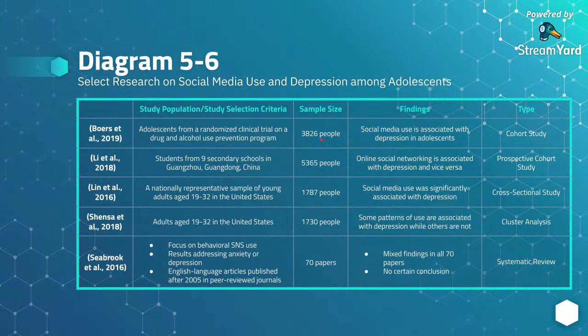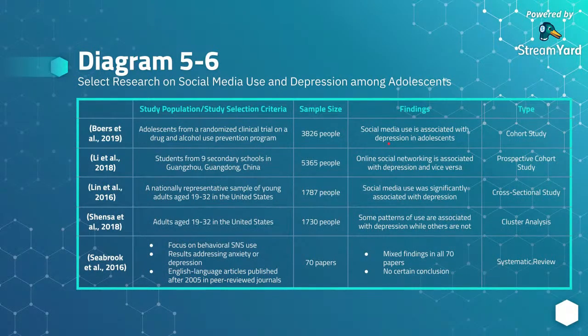3,826 adolescents were analyzed in this study. They were all from a randomized clinical trial on a drug and alcohol use prevention program. So while the study analyzed electronics, it did explain that adolescent use of social media was associated with depression. And this cohort study explained that, quote, exposure to idealized images triggers depression. You'll understand what I mean in a bit. So this cohort study concludes that social media use is associated with depression.